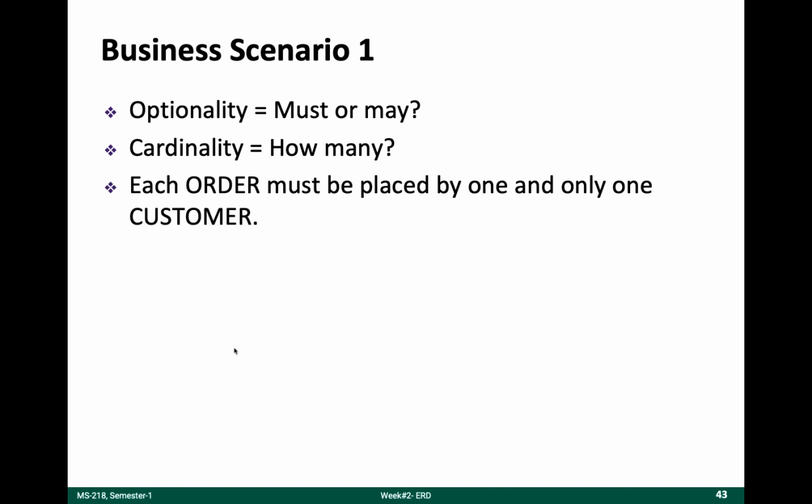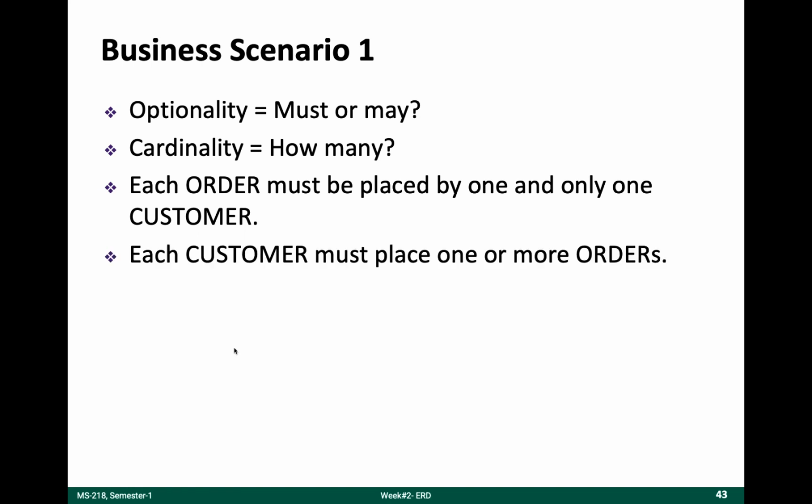So each order must be placed by one and only one customer. We talked about this thing. It's not possible that two customers say, no, I am ordering this thing. Even if it's the same item, obviously it would be two different orders for two different people. Okay, so one order must be placed by one and only one customer. Each customer must place one or more orders. We talked about this thing.